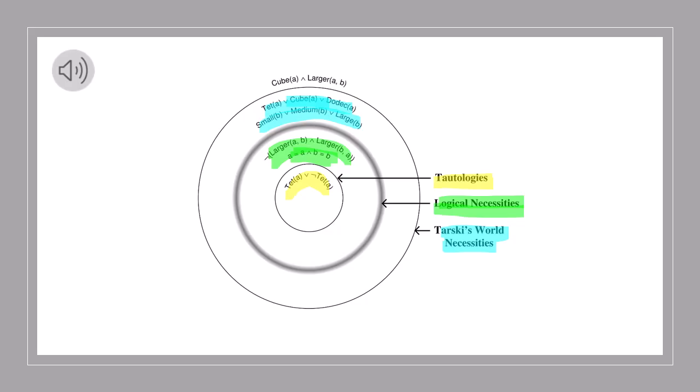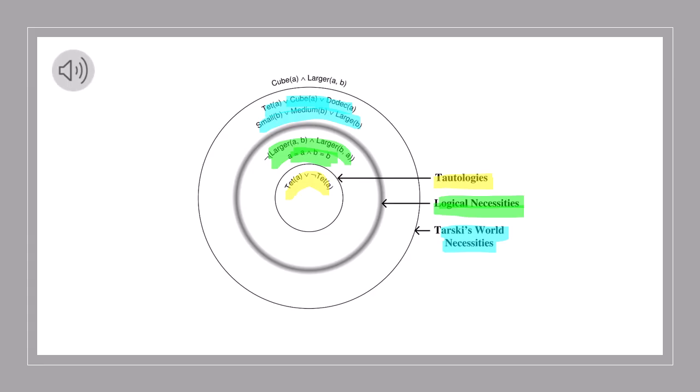Okay, so that first one on the inside there is tet A or not tet A, and that, if you filled out the truth table, would give you nothing but T's, so it's a tautology. And it says that A is either a tetrahedron or it's not. So clearly it's a logical truth, but it's a very strict and strong one. It's a tautology.